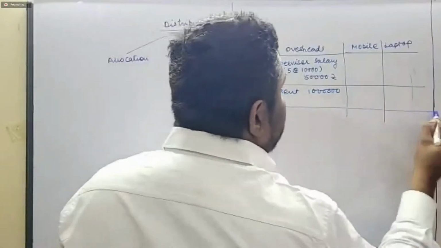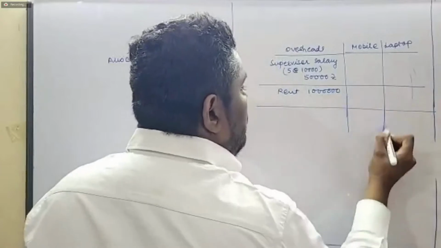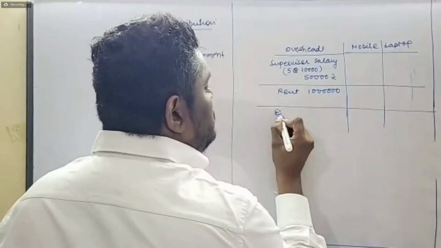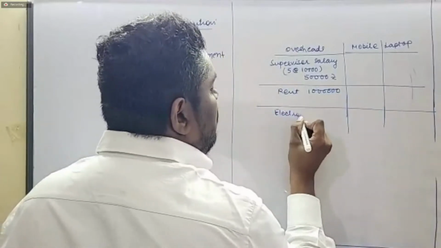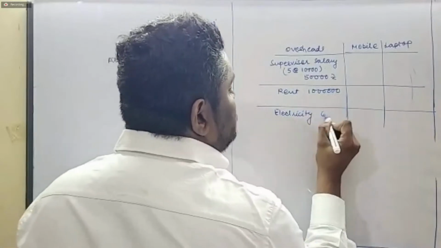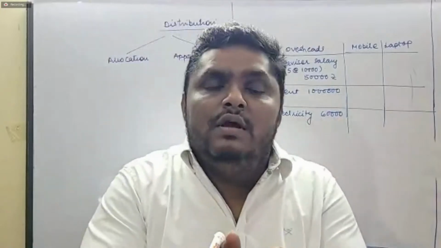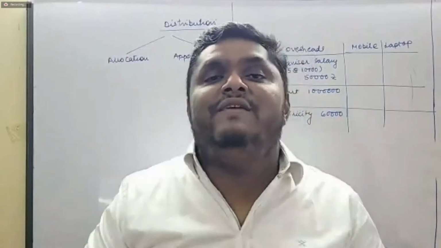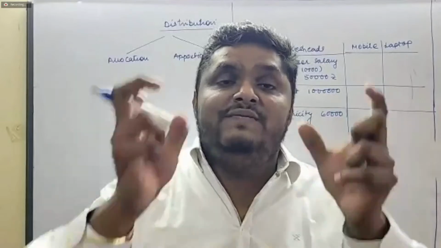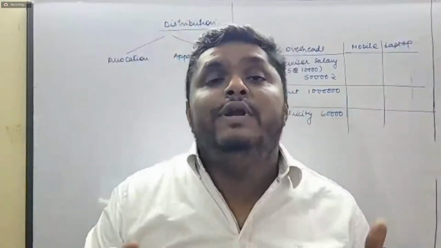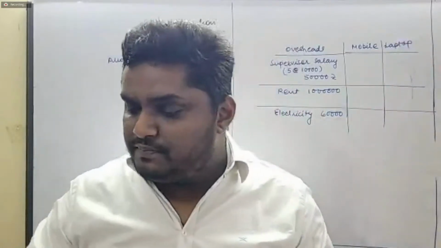Apart from this, we are paying electricity bill also, which is 60,000. Now, these 3 costs are not incurred separately for each production department. That is, we cannot identify it. Now, the point is how to distribute.